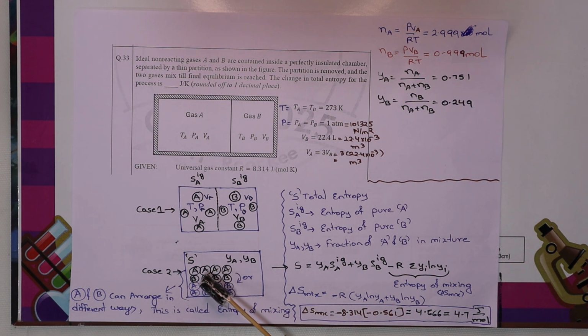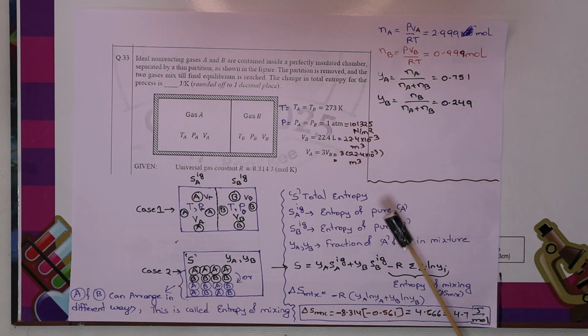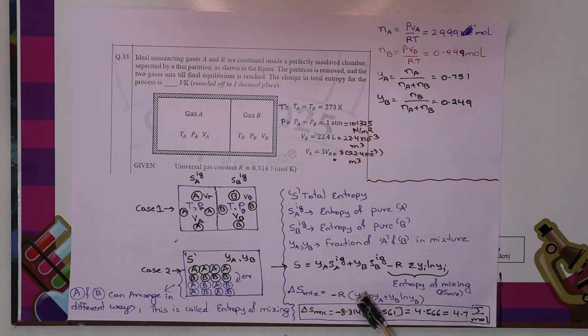Because of the mixing, even more entropy is going to get generated. You have to find out the entropy of mixing of A molecules and B molecules. The entropy of mixing can be calculated using the last term, which is minus R into sigma Yi ln Yi. The information is given: R is 8.3 joule per mole Kelvin. You have to find out Ya ln Ya plus Yb ln Yb.